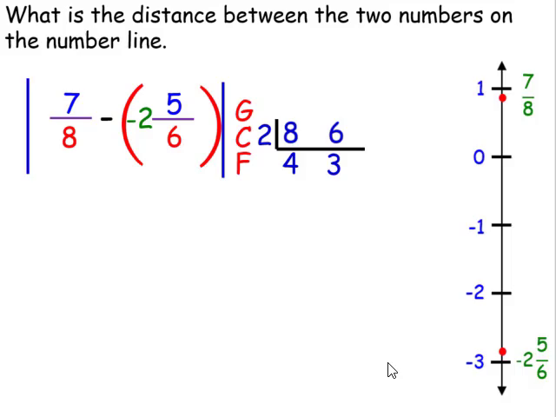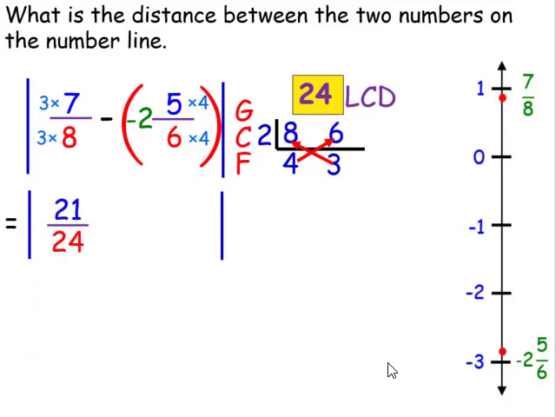The fraction that has a denominator of 8, we're going to multiply the top and bottom by 3. And the fraction with a denominator of 6, we're going to multiply the top and bottom by 4, giving us a lowest common denominator of 24. 3 times 7 is 21, and 3 times 8 is 24. Minus a negative is a plus. 5 times 4 is 20, and 6 times 4 is 24.